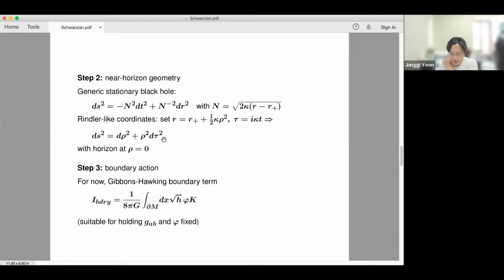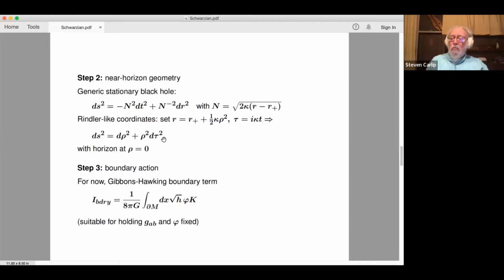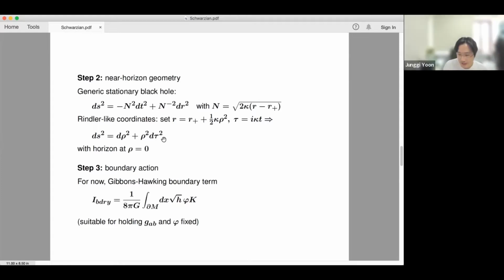And I have one more question. Usually in 3D or 2D, people talk about the asymptotic AdS condition at infinity, and there are many studies of that. And here you also study the near horizon geometry. There's some sort of asymptotic symmetry near the horizon.